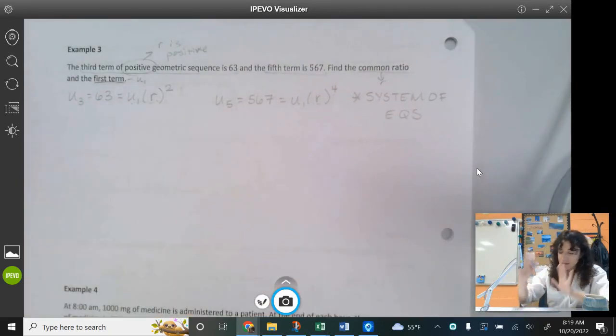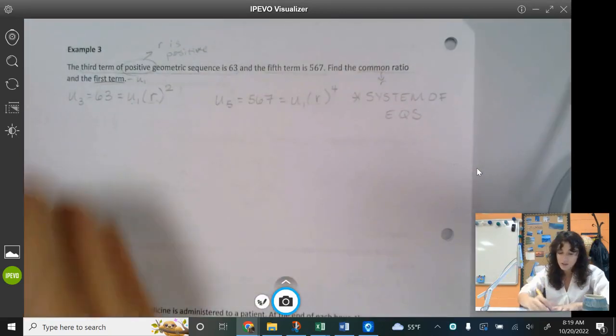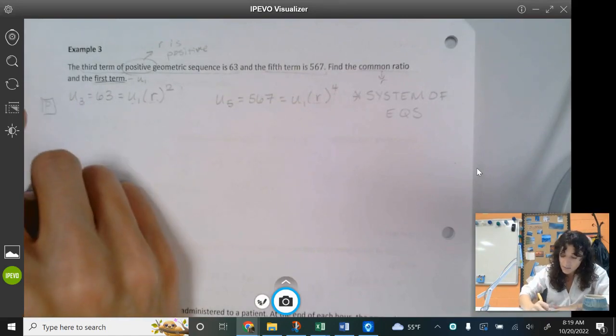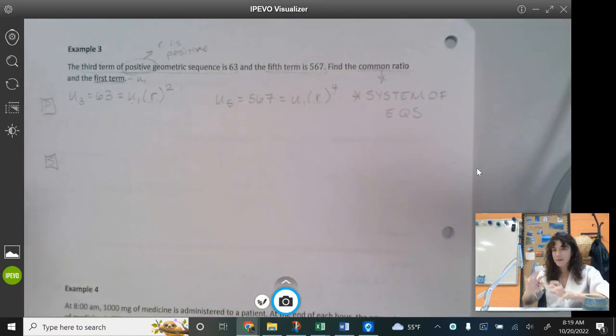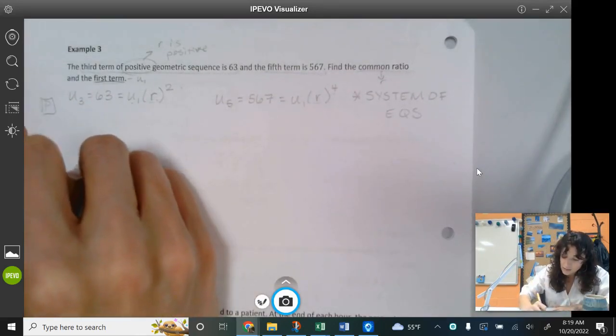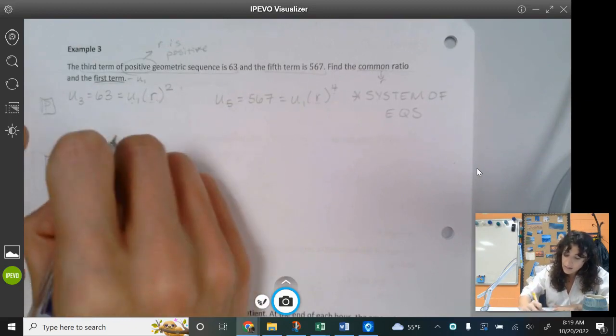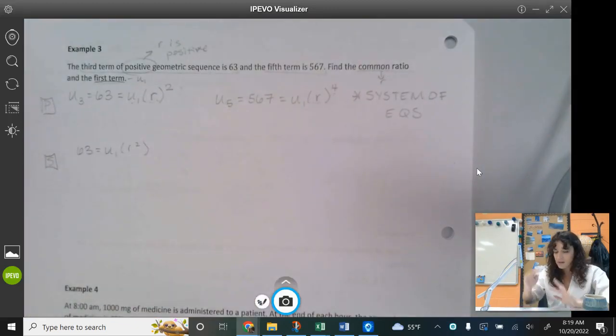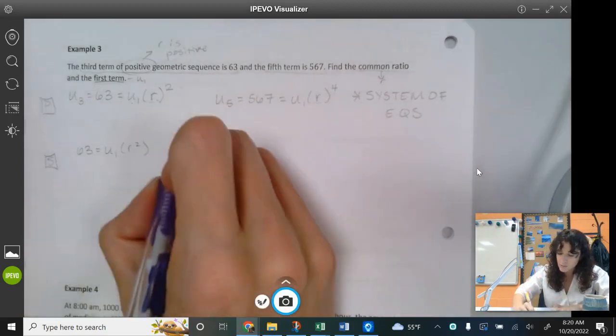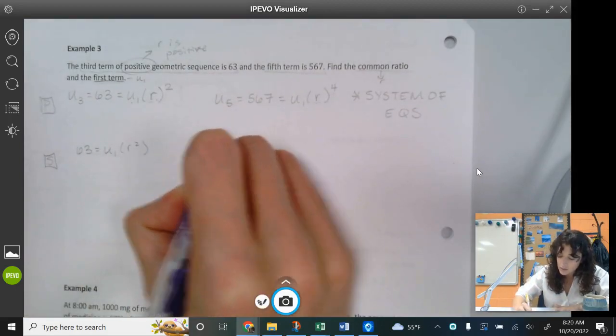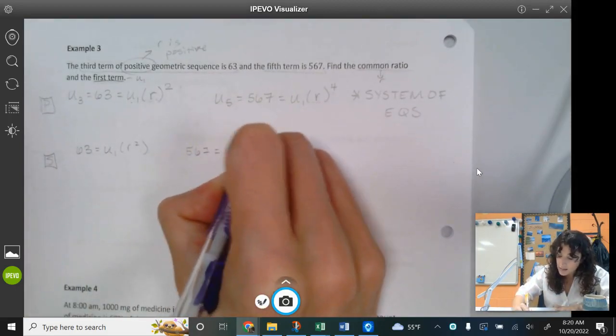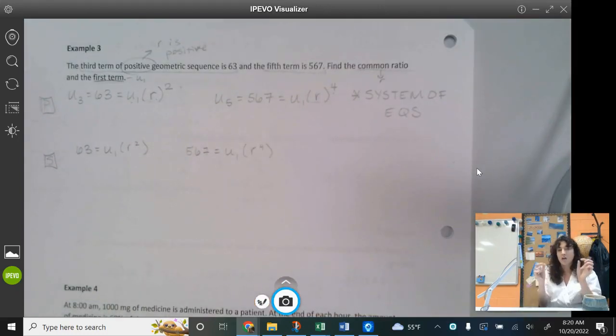Okay, so I have two equations. I'm going to take them out of my plan step and put them into my solve step so I can kind of manipulate things around. So I've got 63 equals u sub 1 times r squared, and I'm going to put it inside the parentheses just because it feels better that way when I'm starting to manipulate things around. So I know that that fourth and that squared goes with the r. And I know that if r is negative, then I'll have to maneuver that around.